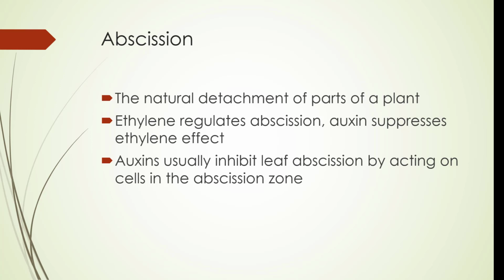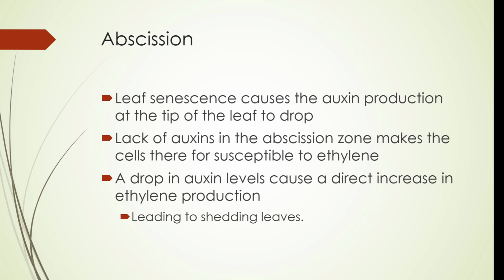So abscission is the natural detachment of parts of a plant. Ethylene regulates abscission. Auxin suppresses the ethylene effect. Auxins usually inhibit leaf abscission by acting on the cells in the abscission zone. Leaf senescence causes the auxin production at the tip of the leaf to drop. So the lack of auxins in the abscission zone makes the cells there susceptible to ethylene. So a drop in auxin levels causes a direct increase in ethylene production, leading to shedding of leaves.